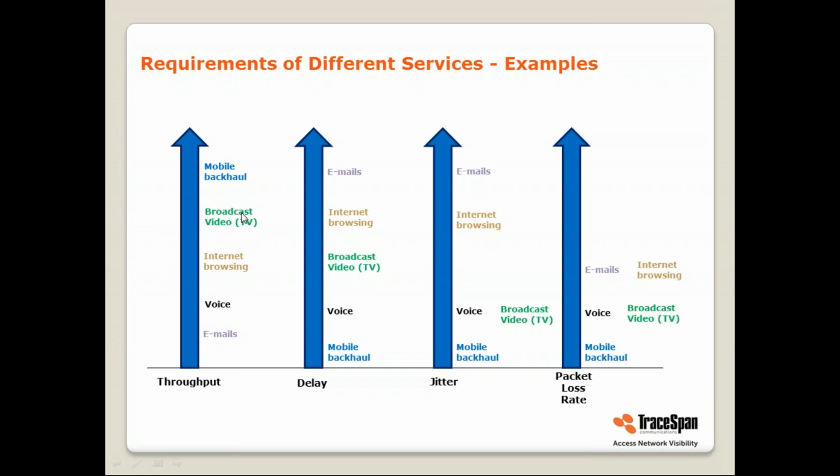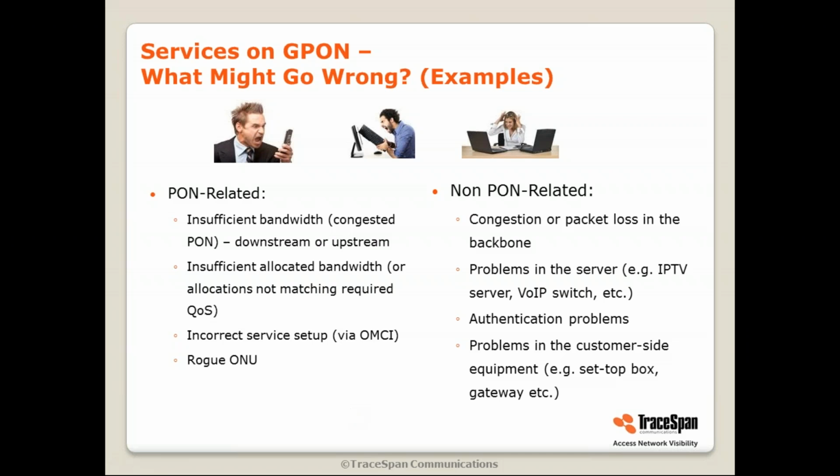Video, TV requires more throughput, is more sensitive to, or is as sensitive as voice to jitter and packet loss. Delay is not that important because it's a one-side service, so if you get the service a few seconds later, it's not that critical. So as you can see, each service has different requirements in terms of these parameters. And GPON is ideal for delivering these services because it can make the distinction of quality of service.